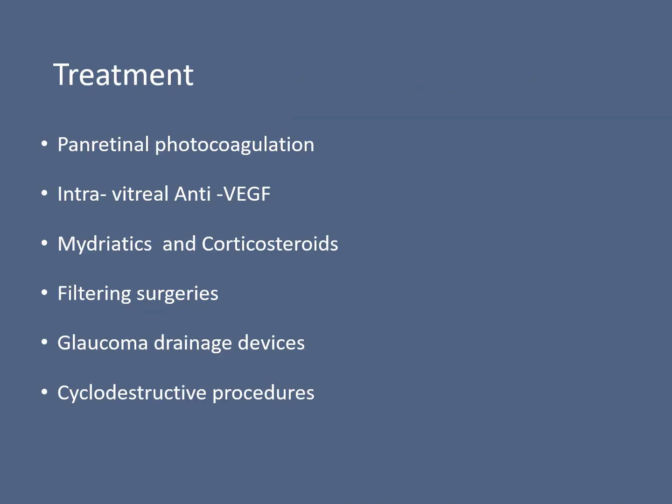This is an intractable form of glaucoma which requires treatment from both the retina and glaucoma side. First, there has to be pan-retinal photocoagulation to decrease the ischemia. Intravitreal anti-VEGF injections are required, followed by mydriatics and corticosteroids to control the inflammation, which is followed by filtration surgeries like trabeculectomy with mitomycin C. But generally in these situations, filtration surgeries fail. Hence, patients require glaucoma drainage devices and eventually, if the patient presents late, sometimes require cyclodestructive procedures like cyclocryotherapy.